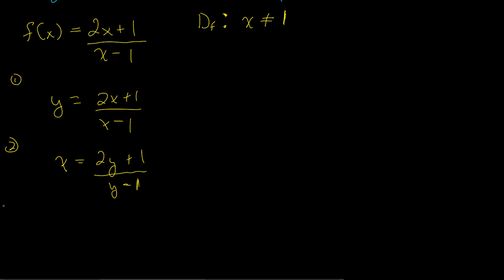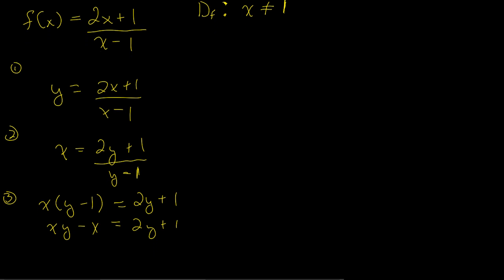And now I'm going to solve for y. Well, I want to cross multiply here. So I'm going to get x times y minus 1 equals 2y plus 1. I'm going to distribute. Xy minus x equals 2y plus 1. Now I'm solving for y.